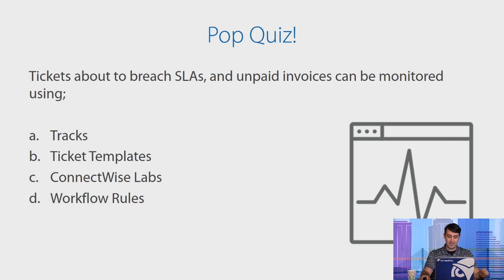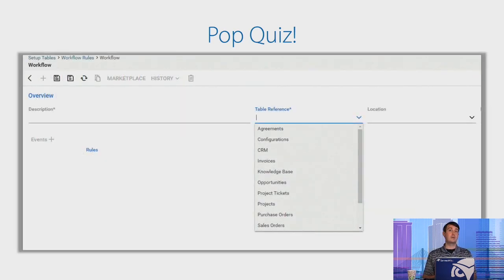See a lot of quick answers. That makes me happy. The answer is going to be D, workflow rules. And that comes back to this table of reference, all the different types of records that we can monitor. And whenever you hear about monitoring something within Manage, we're always going to be doing that through our workflow rules.